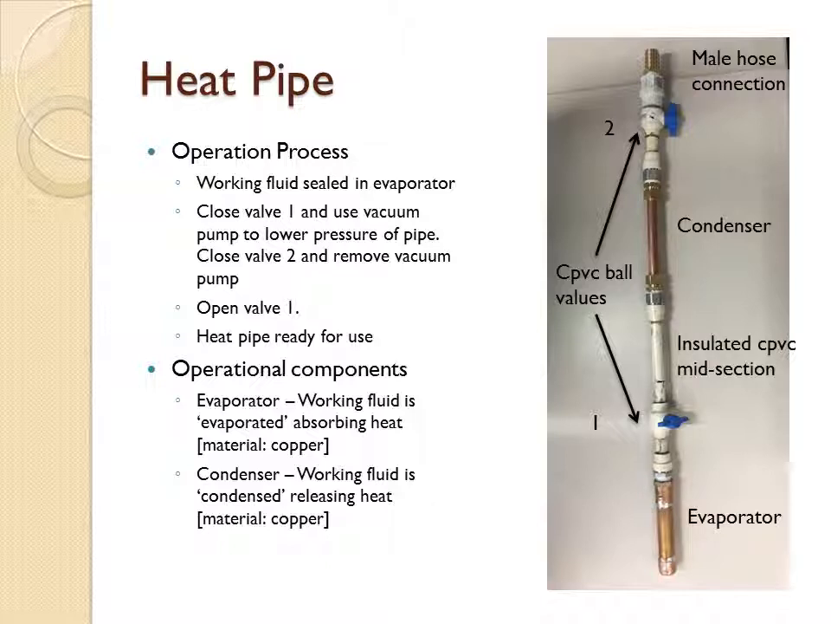Turn the vacuum pump on and evacuate the pressure from the heat pipe. After this has gone on for a few seconds, close valve 2 and disconnect the vacuum pump. Now you can open valve 1 and the heat pipe is ready for use. Both the evaporator and condenser regions were made out of copper, a highly conductive material to promote heat transfer.